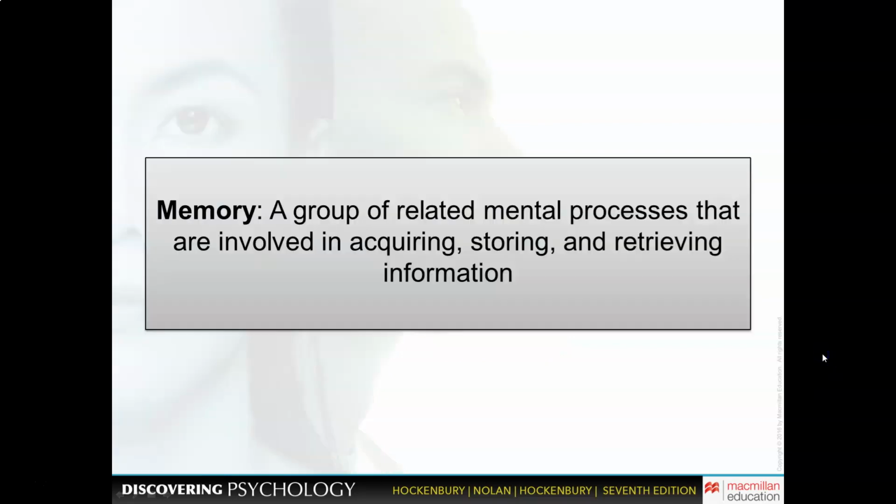So let's proceed here. First of all, let's begin by defining memory. Memory is a group of related mental processes that are involved in acquiring, storing, and retrieving information. So what is important to understand is these three terms: how we acquire information, how we store that information, and last but not least, how we retrieve that information, how we bring that back up into memory. So we will take a look at that process a little more in depth as we proceed.